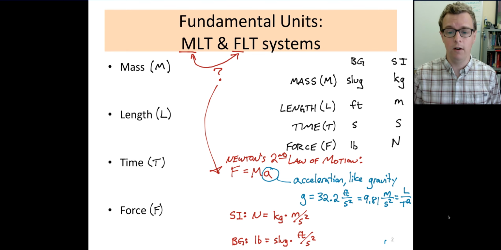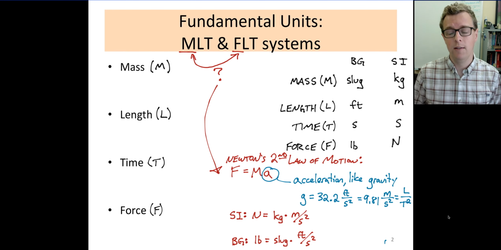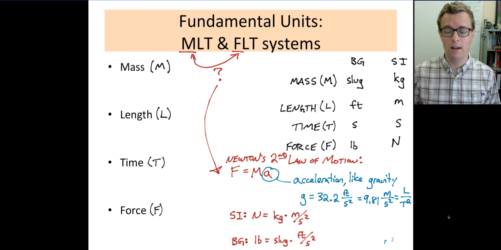In the case of weight on Earth, we'd measure that as a force, and we measure it in pounds. That's the effect of gravitational acceleration acting on a mass. So pounds are actually slugs times feet per second squared, and newtons are kilograms times meters per second squared.